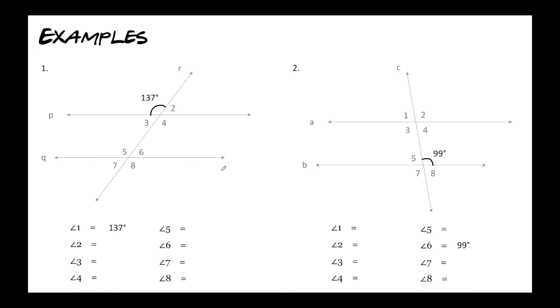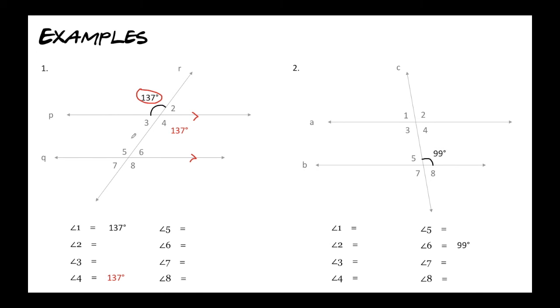Let's assume that lines P and Q are parallel for the first problem. Here it is given that the measure of the exterior angle is 137 degrees. Angle 4 and angle 1 are vertical angles, so they are congruent. Thus, angle 4 is also 137 degrees.